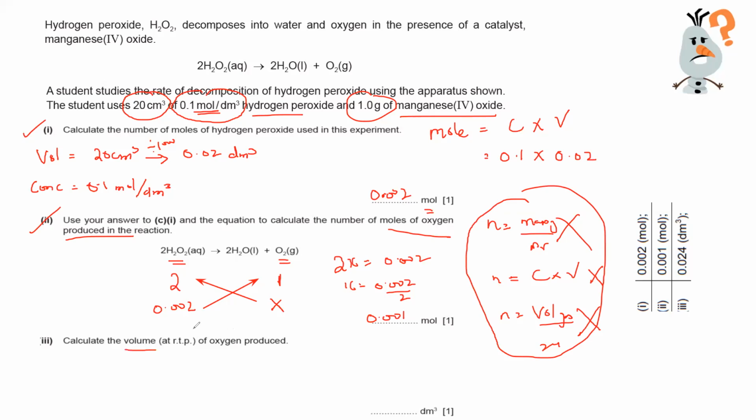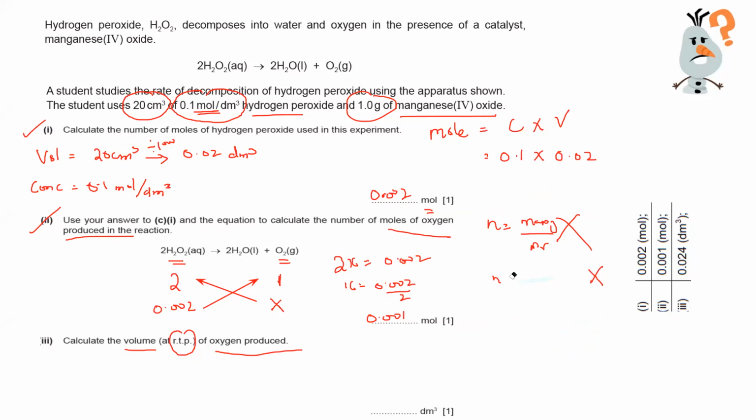Calculate the volume. RTP means room temperature and pressure. It's a short form for room temperature and pressure. So RTP refers to the room temperature and pressure of the oxygen gas produced. Now, how can we get the volume of oxygen? We have the formula that moles equal volume of gas divided by 24.